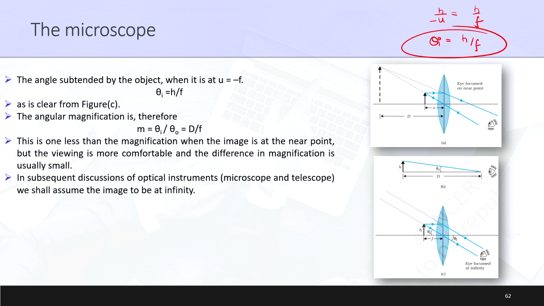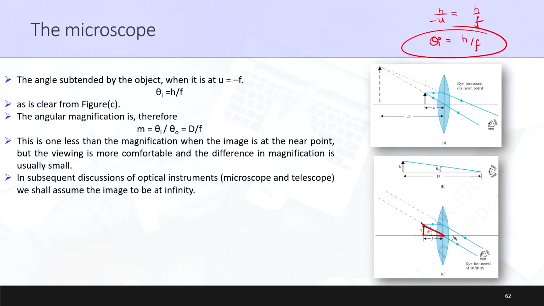As you can see, the magnification which is happening here is nothing but h by f. Whenever you are calculating the magnification using the angle, that is tan theta and so on, that magnification is called angular magnification. If you use the simple concept which we used for the near point, then it is called linear magnification. So, angular magnification m is equal to theta I upon theta naught, which is equal to capital D by f. This is one less than the magnification when the image is at the near point, as you can see quite clearly.